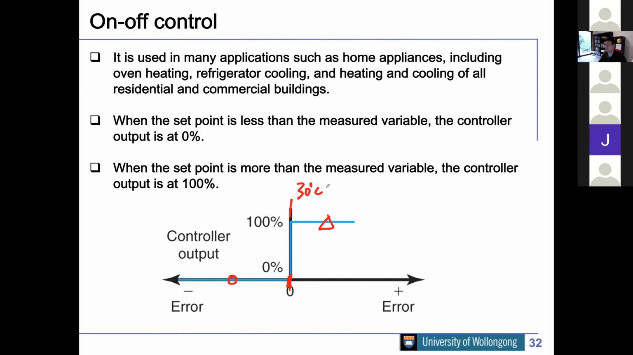But you can obviously see the problem here, right? What happens is the temperature fluctuates between 29.9 and 30.1. You switch on your aircon, it drops to 29.9, then you have to switch off, then it goes back to 30.1, then switch on, so you oscillate between on and off.